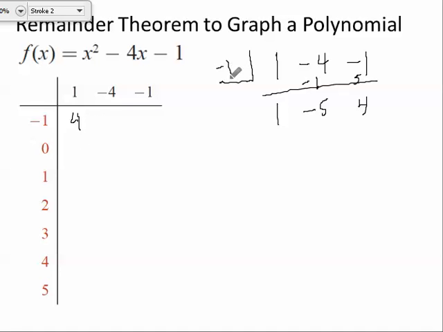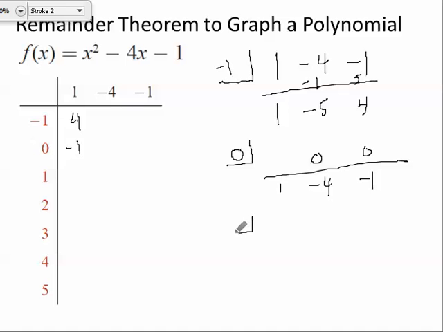I stick a 0 in here. Okay? I'm going to actually do it this way. Put another line here, put 0. Put a line down here. Bring the 1 down, 1. 0 times 1 gives me 0. -4 plus 0 gives me a -4. Times 0 gives me a 0. 0 plus -1 gives me a -1. And so at 0, the value is -1.